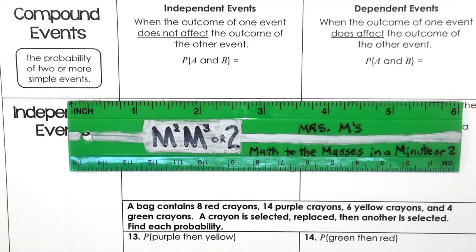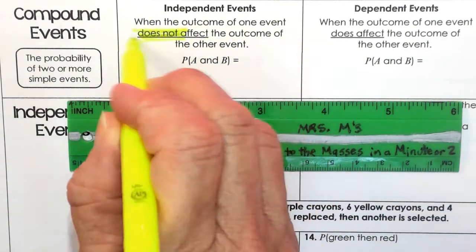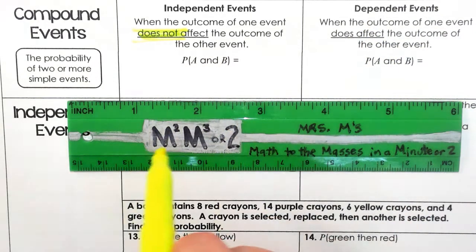And there's two types. There's independent events, when the outcome of one event does not affect the outcome of another. And in this situation, we will multiply to get our answer. We'll just multiply the two events together.